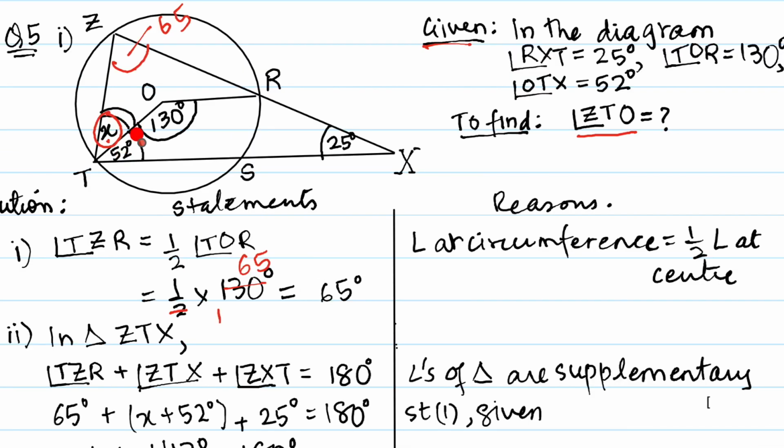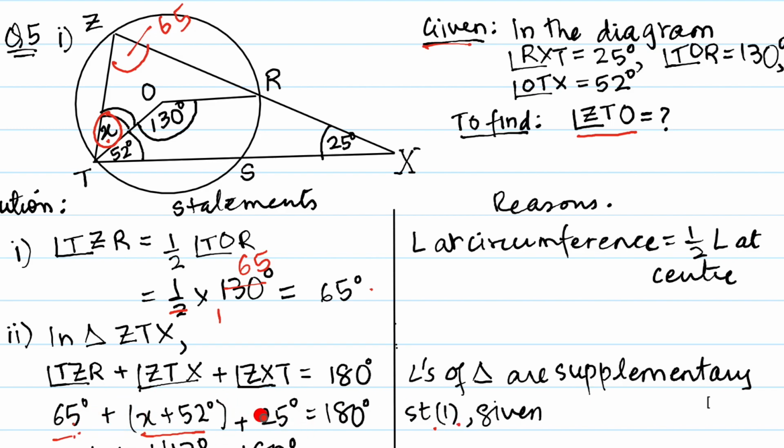So we will write just that: in triangle ZTX, these three angles are equal to 180 degrees because the angles of a triangle sum to 180 degrees. And then we substitute: TZR is 65, ZTX is X plus 52, that is this one, and the other angle, this one, is 25, and that's equal to 180. So we have these values already given. We have written statement 1 for substituting here.